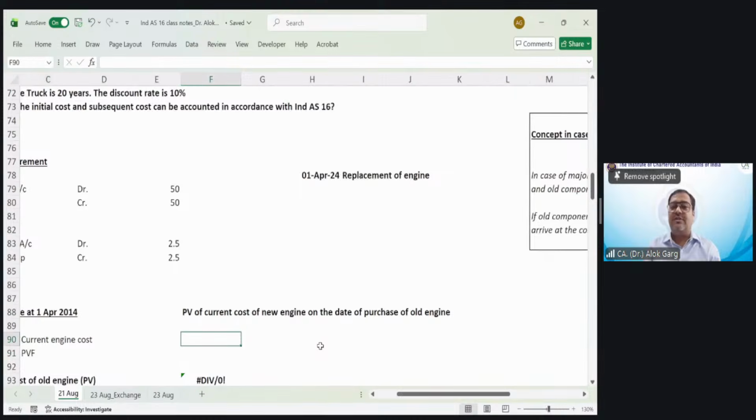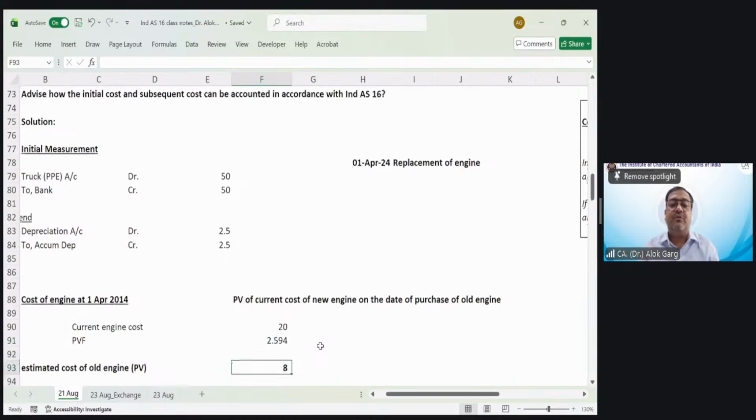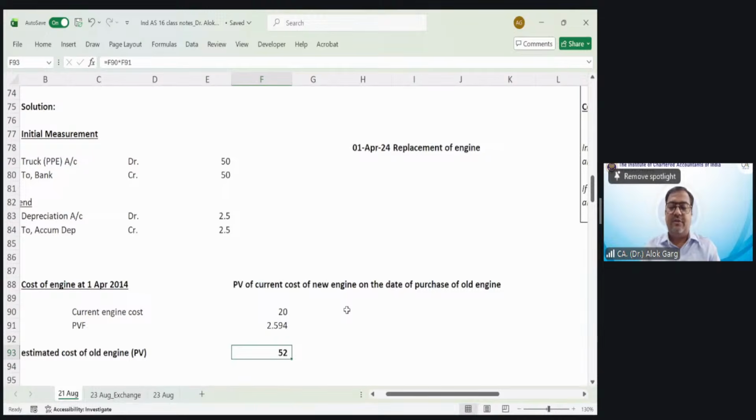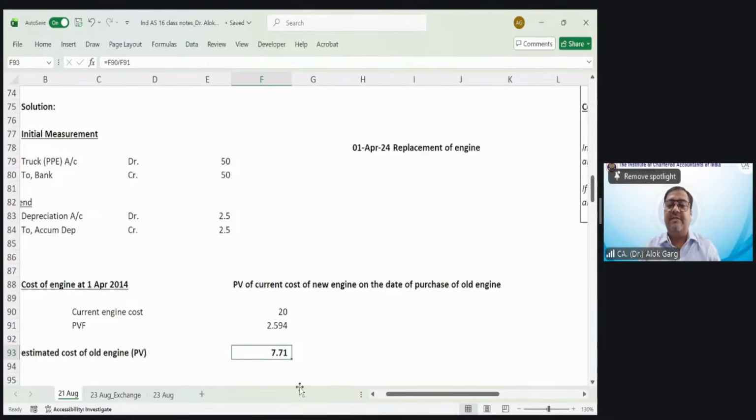What is my current engine cost? My current engine cost is 20 lakhs. What is my present value factor? कैसे निकालूं? Present value factor is 1 plus 10% to the power 10. Right? So what is my estimated cost of old engine? This multiply by this, sorry, this divide by this. This is my old. Divide करेंगे ना? Divide करेंगे नहीं करेंगे? This divide by this. Yes. 20 divide by 2.594.